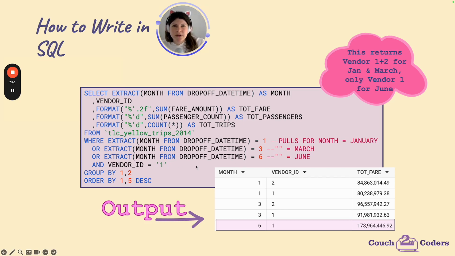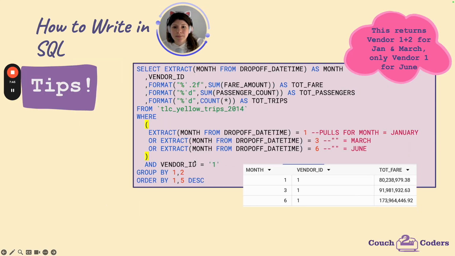So I have a tip so that you don't ever get this mixed up. The suggestion is if you have a list of ands or a list of ors, you put them together in parentheses. So all of my ors are here. I want 1, 3, or 6, and I want vendor ID equals 1. So this is a good way so that you can make sure that your output comes exactly as you're expecting.